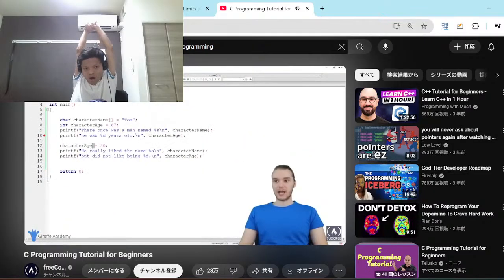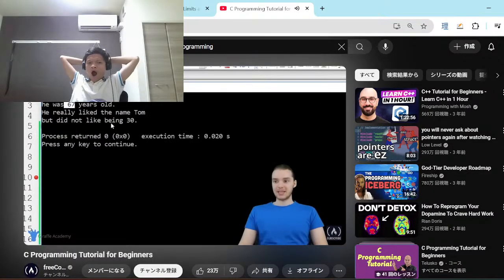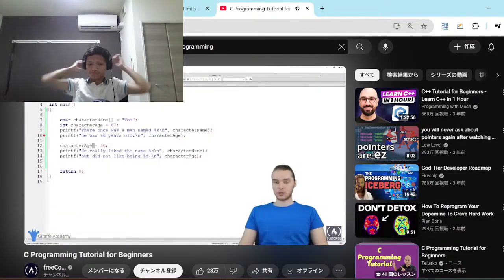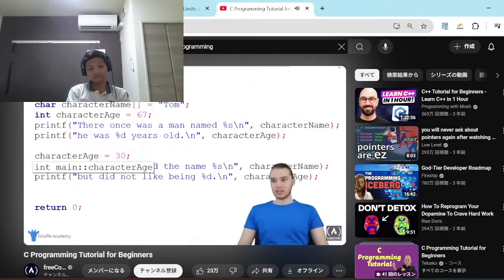Now halfway through the story, the character's age is actually going to change. You'll see it says there once was a man named Tom, he was 67, and then down here the age is 30. So we actually modified the value that was stored inside of the variable halfway through printing out our story. That's really why variables are useful. So that's a basic overview, an introduction into what variables are, why they're useful, and how we can use them.